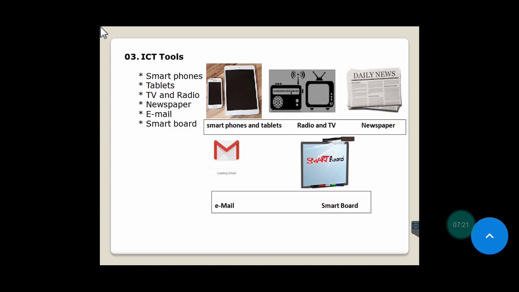Now students, the next topic is ICT tools. Smartphones, tablets, TV and radio, newspaper, emails, smartboard. You can see it. The first one is smartphones. These are the cellular phones that function both as a phone and as a small PC, you can say. They are the easiest and simplest way of communication.